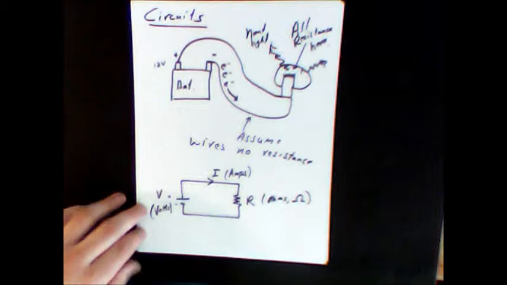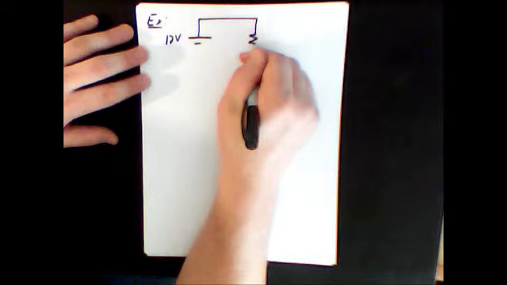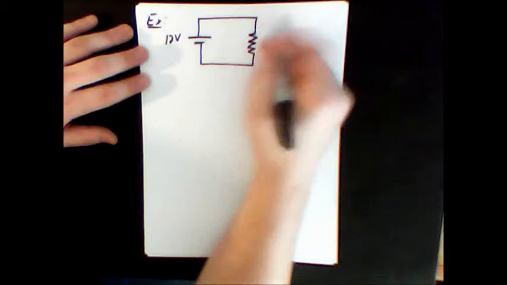Excellent. Okay, so we've got that situation. Let's do an example. We have a situation where we have, let's say, a car battery. Car battery is 12 volts. And we're going to hook a car battery up to, let's say, a 200 ohm resistor. There's my resistor. Remember, we draw all of our wires as straight lines. This is a 200 ohm resistor. That is a 12 volt battery.